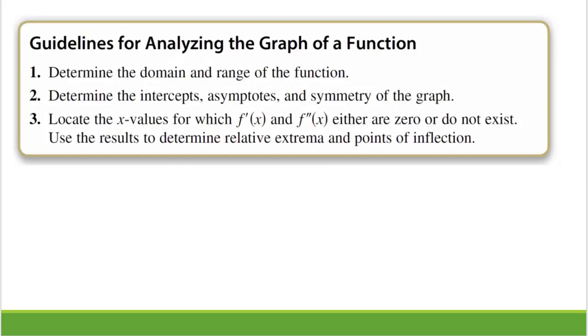So what you need to be able to find when you're analyzing the graph is the domain and range, the intercepts, asymptotes, and symmetry. Those may or may not exist. And then giving me relative extrema and points of inflection. So we use our first and second derivatives for that. So you might want to pause the video and write those down if you need to.